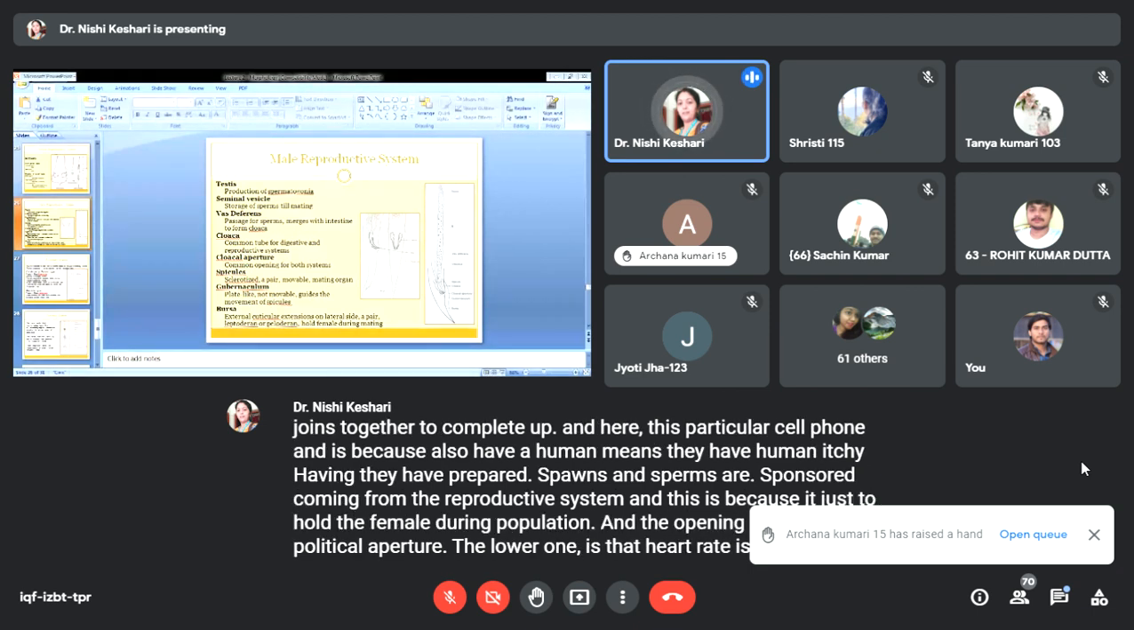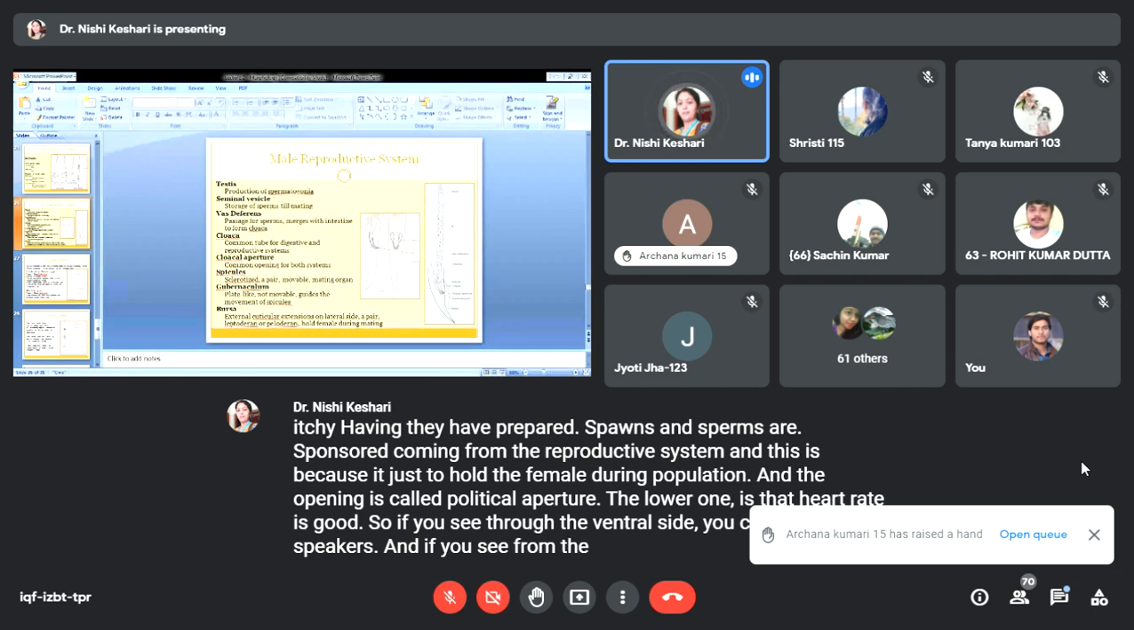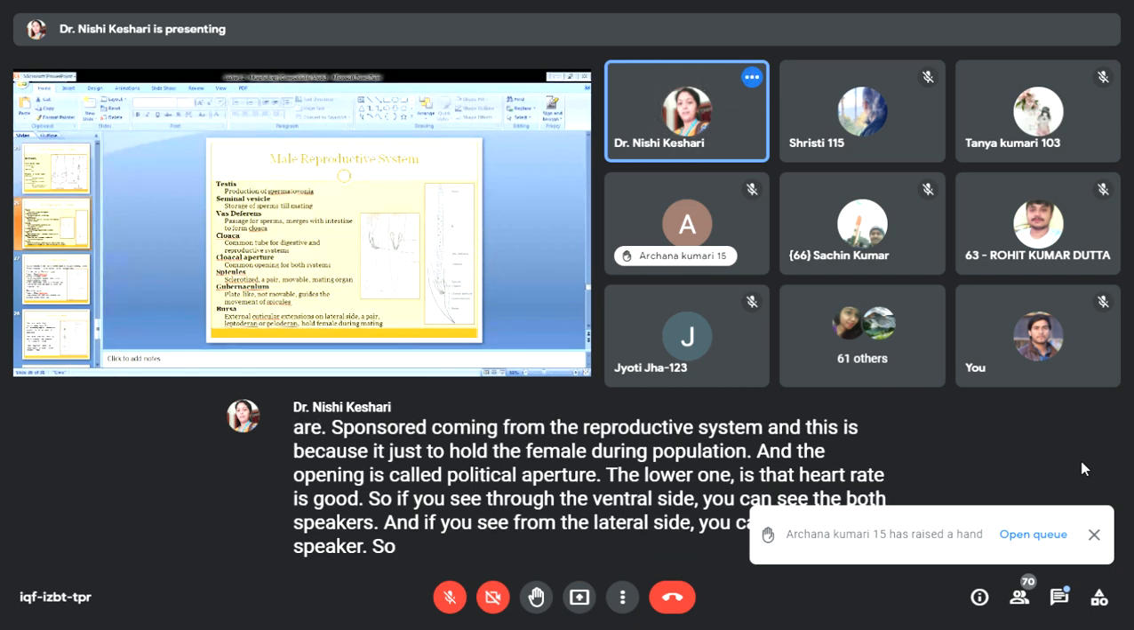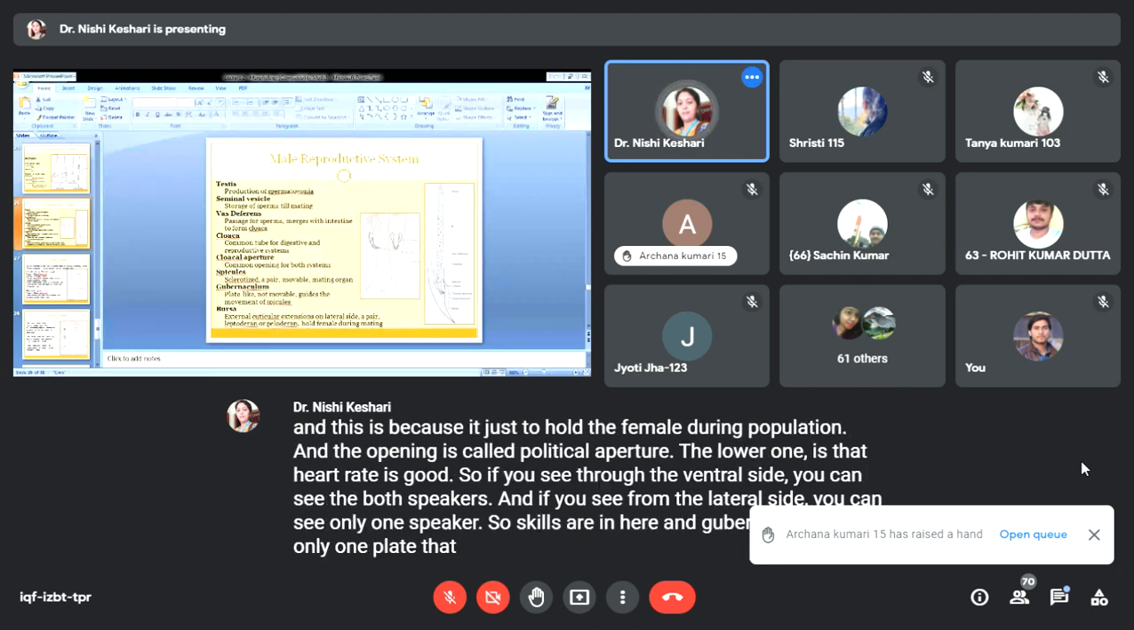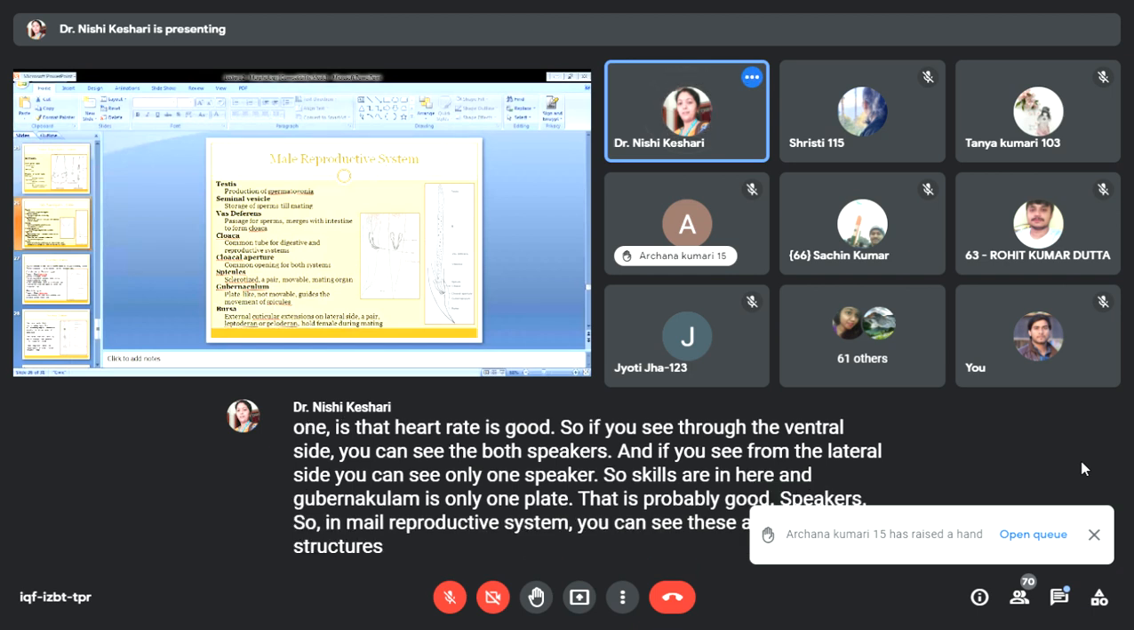If you see from the ventral side, you can see both spicules, and if you see from the lateral side, you can see only one spicule. Spicules are in a pair, and the gubernaculum is only one plate that is covering both spicules. In the male reproductive system, you can see these different structures: 1, 2, 3, 4, 5, 6, 7, 8. Eight parts of the male reproductive system are found.